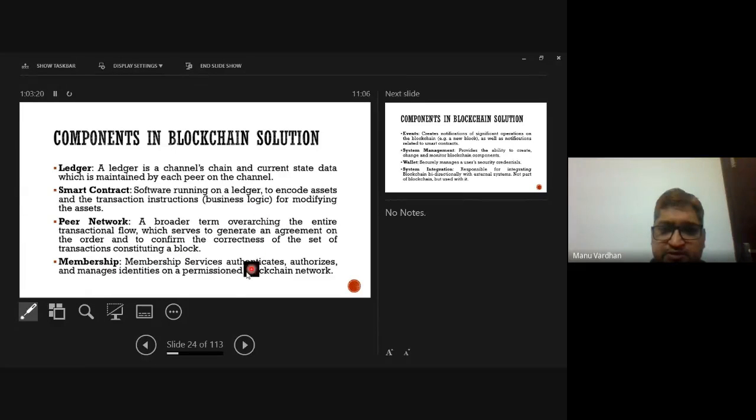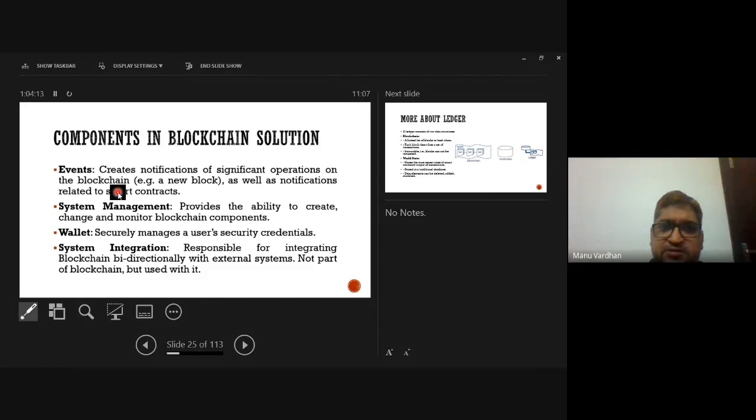Then we have membership services, which authenticate, authorize, and manage identities on a permission blockchain network. In a permission blockchain, every participant is known. So we have only authorized users who can access that blockchain, and in a public blockchain we have anonymous users. We don't know their identity, and we have n number of users over there. So membership is basically something that is required for a permission blockchain, and it is comparatively a bit easier to manage a permission blockchain as compared to a public blockchain.